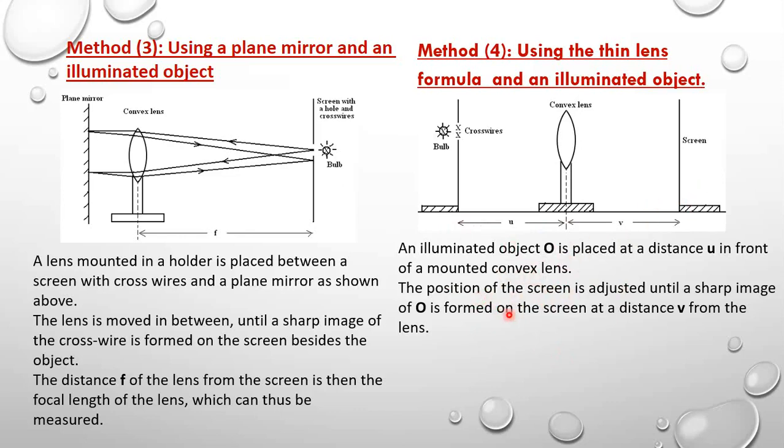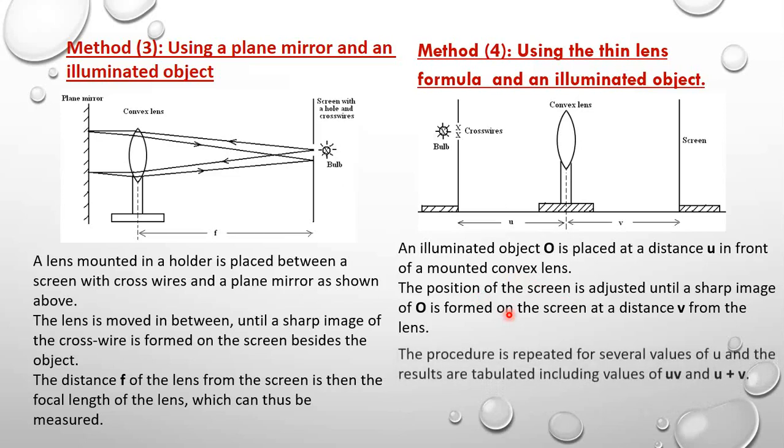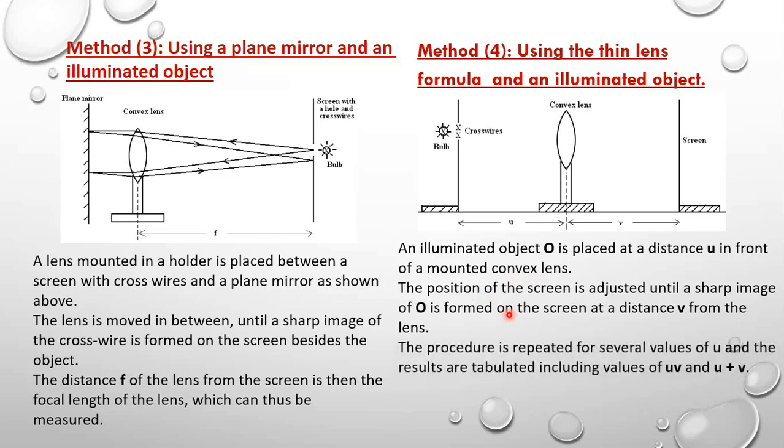So we shall carry out this experiment until we have different values of u and v, and then we shall tabulate our results in a table, including values of u, v, and then u plus v.